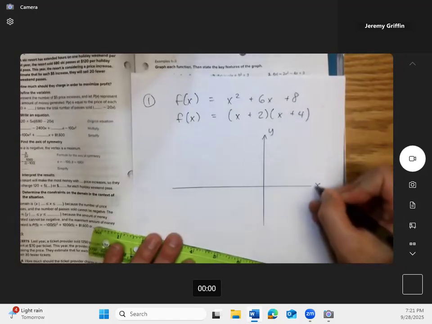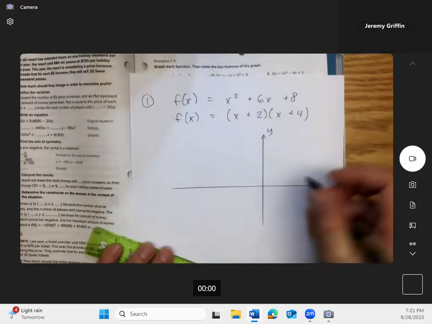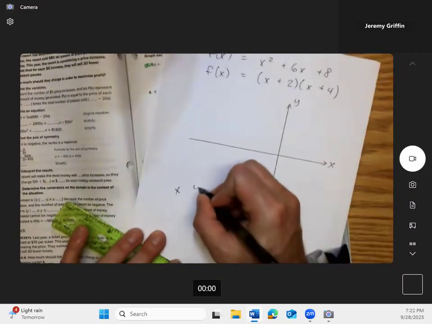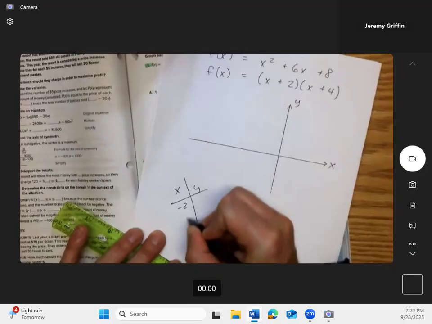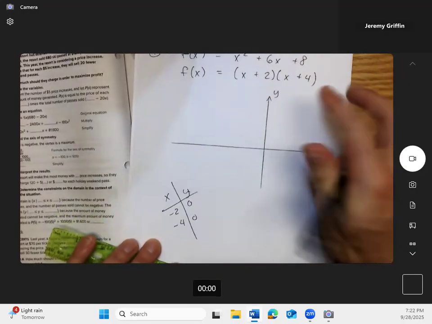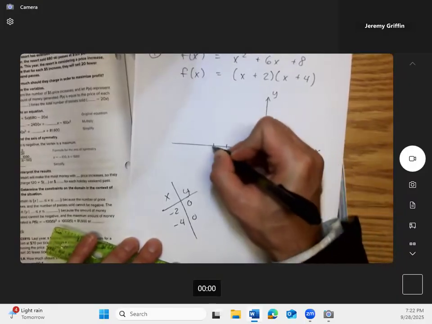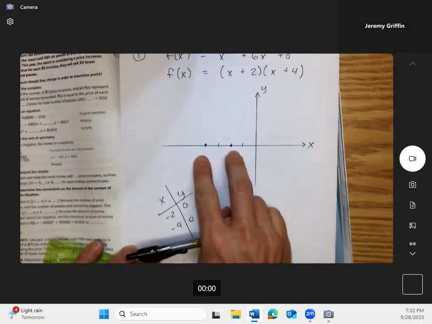So x, y, because I see it, where x is -2, this whole thing was 0. If you plug in -2 here, we make a table. Let's make an xy table. If I plug in -2 and also -4 for x, each of those is going to give me 0 for y, wouldn't it? So -2, -4. So there are two x-intercepts on the board.